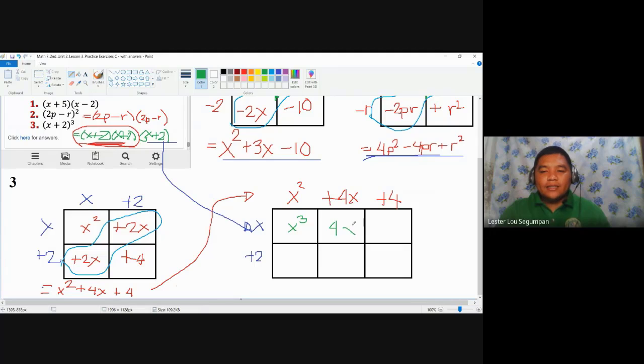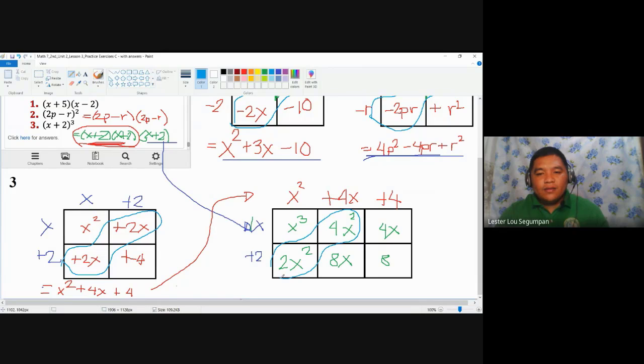X times x is x squared. 4 times 1, because again it has 1 here, is 4, and you still have x. Next, x squared times 2, or 1, 2 times 1 is 2, and then you have here x squared. 2 times 4 is 8, and then x. 2 times 4 is also 8.